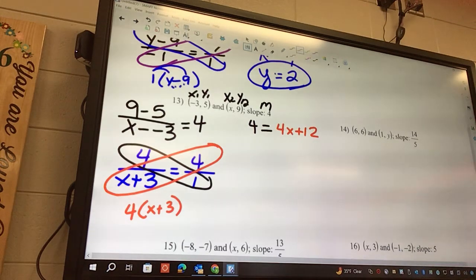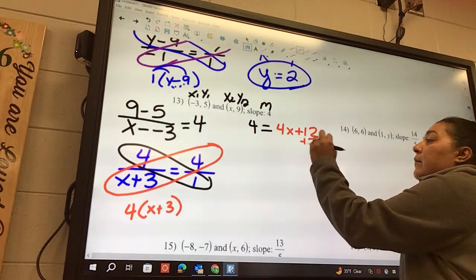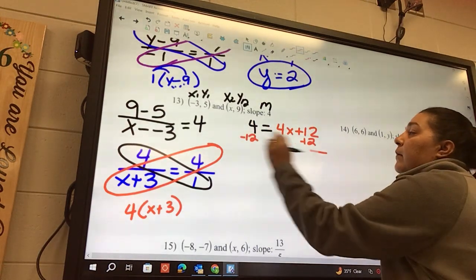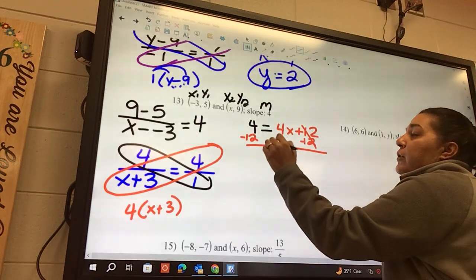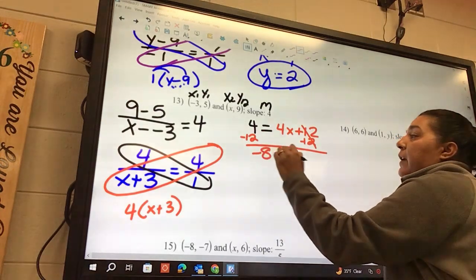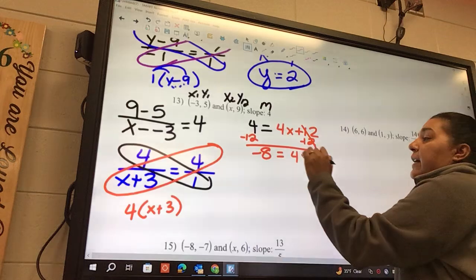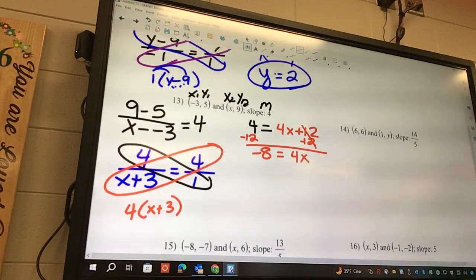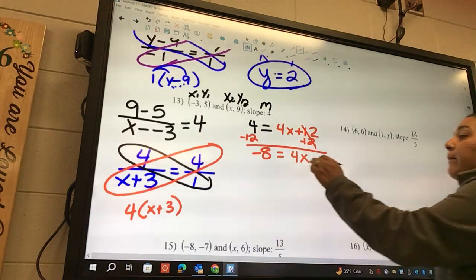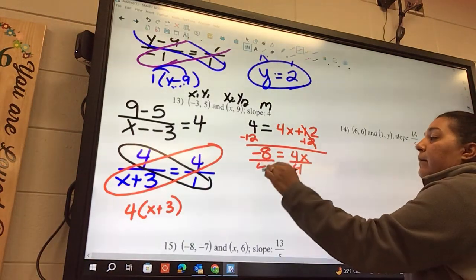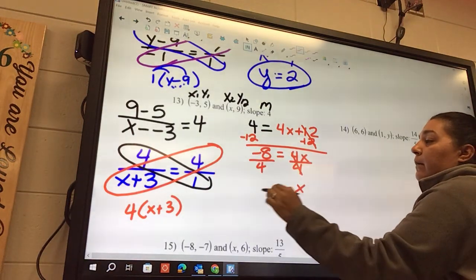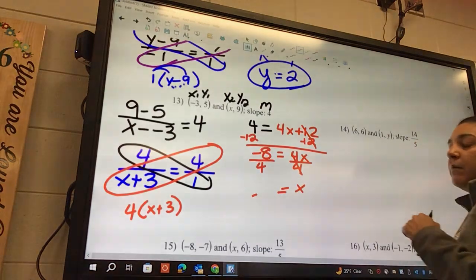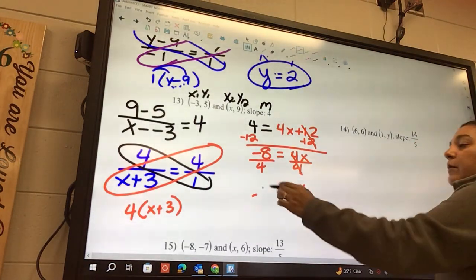Now, look at this. Who needs moved? The 12 needs moved. Negative 12, negative 8. And then we got 4x. Now, who needs moved? The 4. Negative 8 divided by 4? Negative 2.